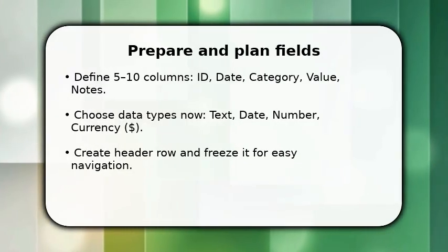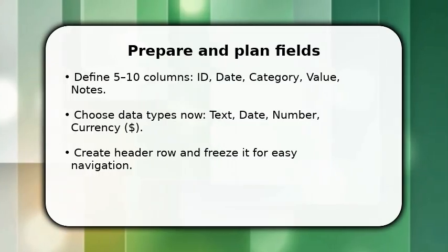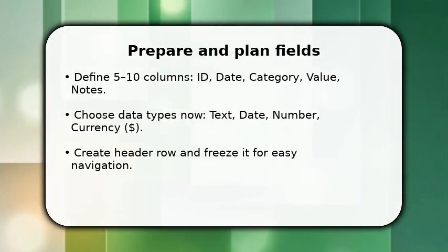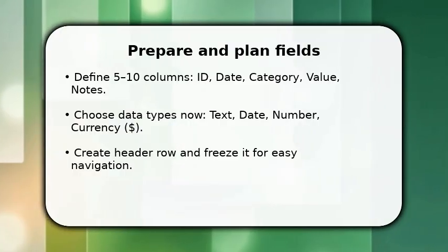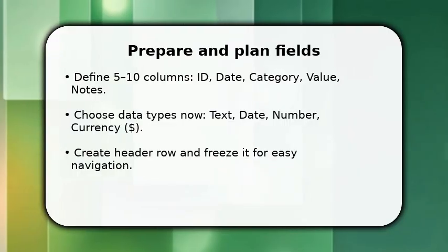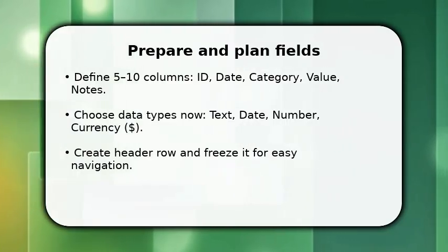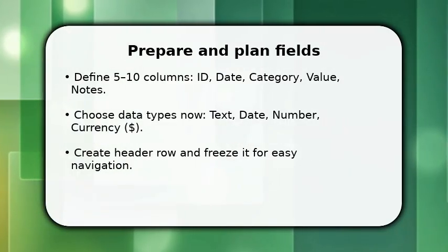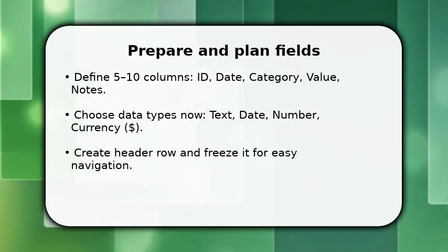You start by defining the fields you need and why each matters. This prevents messy data later. Name columns clearly: ID, date, category, value, notes, and set expected types so Excel validates entries. Once done, format the top row as headers and freeze panes so headers stay visible while you enter many rows.